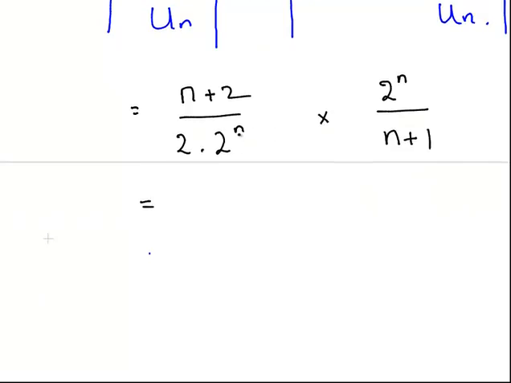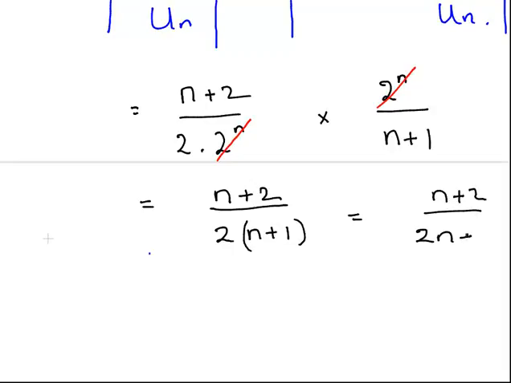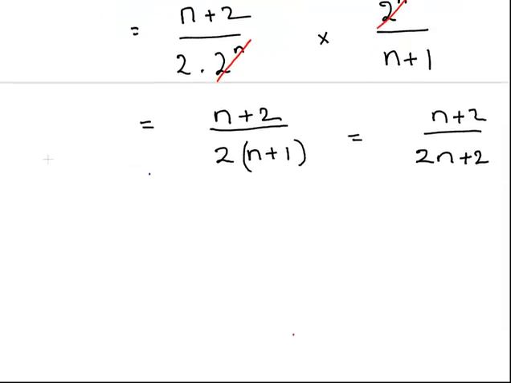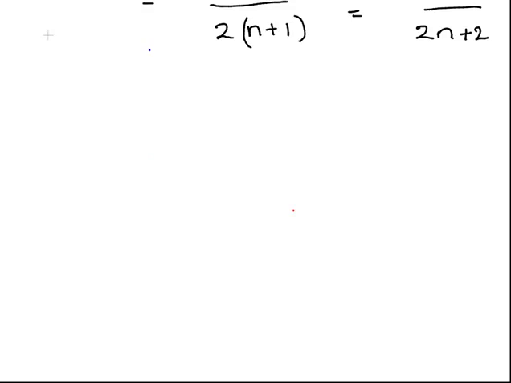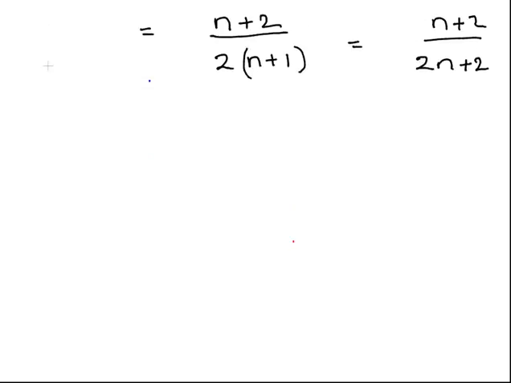So the 2 to the n cancels out with that. Nothing else cancels out. So we can just re-express it like that, with 2 times n plus 1 multiplied out, or in other words, n plus 2 over 2n plus 2. That is the absolute value of that fraction.